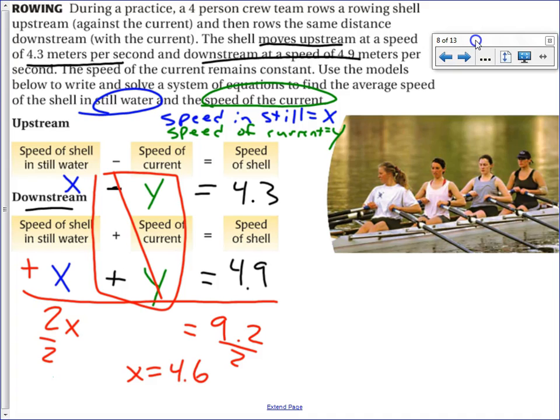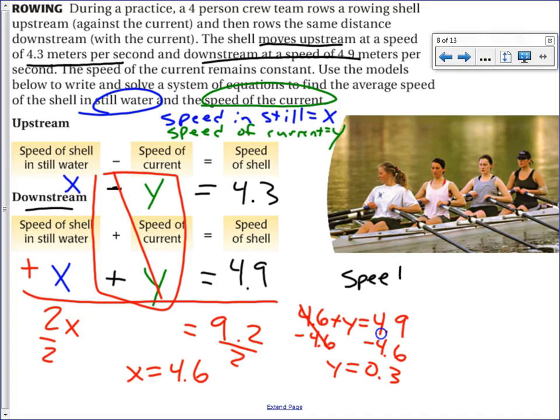Plug that back into one of the equations. 4.6 plus y equals 4.9. Subtract 4.6. y equals 0.3. So in order to answer our question, the speed in still water is 4.6 meters per second, and the speed of the current is 0.3 meters per second.